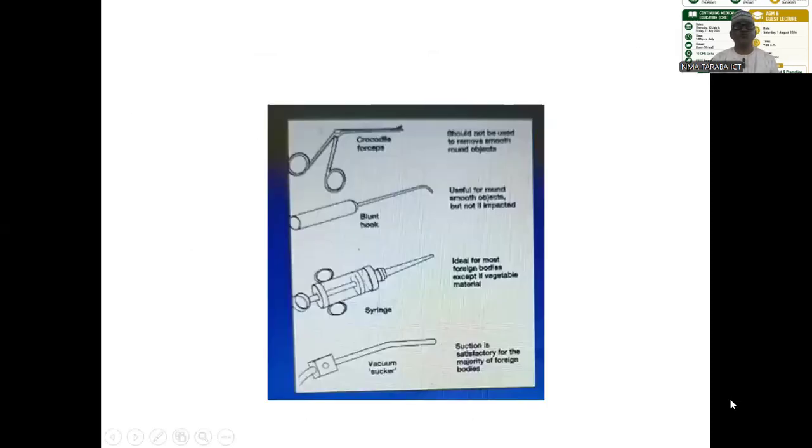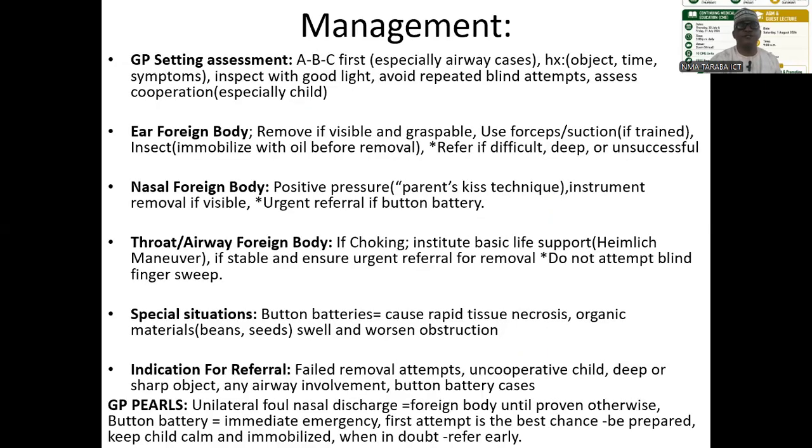Okay. So these are some of the basic things that we need to have as a general practitioner so that we can save the life of this individual with foreign body impaction. And the decision for which instrument to use is actually very important. If you don't have what it takes, don't use the wrong instrument for the wrong case, because you may end up compounding the outcome of the treatment of such a patient.